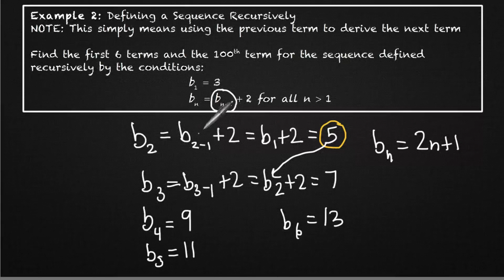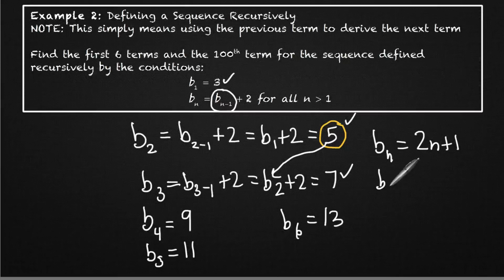I recognize this list that we have here to be the odd numbers, 3, 5, 7, 9, 11, 13. And this is the general formula for the odd numbers. You can check it if you want. When n is 1, 2 times 1 is 2, plus 1 is 3, check. When n is 2, 2 times 2 is 4, plus 1, that's 5, check. When n is 3, 2 times 3 is 6, plus 1, that's 7, check, and so on and so forth.